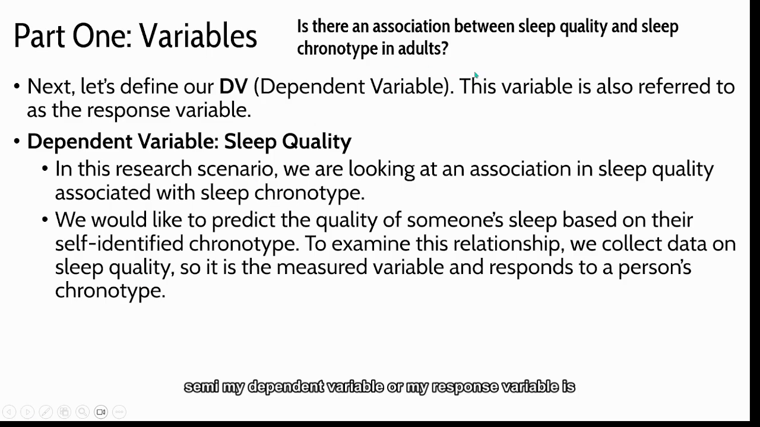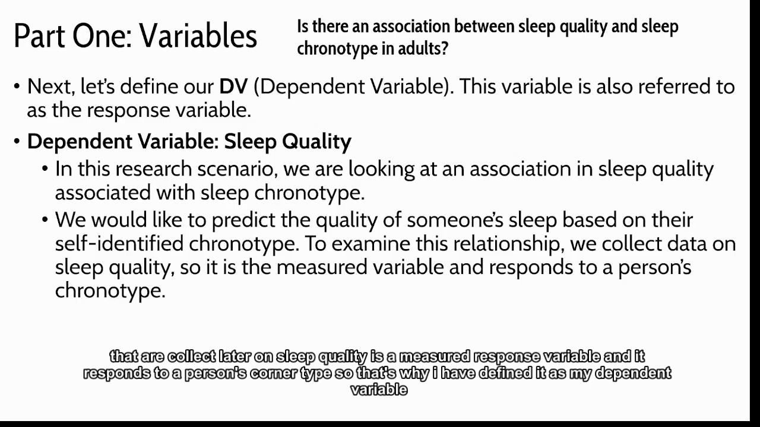So my dependent variable or my response variable is sleep quality. So again, I'm looking for an association in sleep quality based on sleep chronotype. What I would like to do in this study is to be able to associate higher quality sleep with one particular chronotype. That way I could go on and predict someone's sleep based on their chronotype. Now, to do this, I'm going to examine the relationship using data that I collect later on. Sleep quality is a measured response variable, and it responds to a person's chronotype, so that's why I have defined it as my dependent variable.